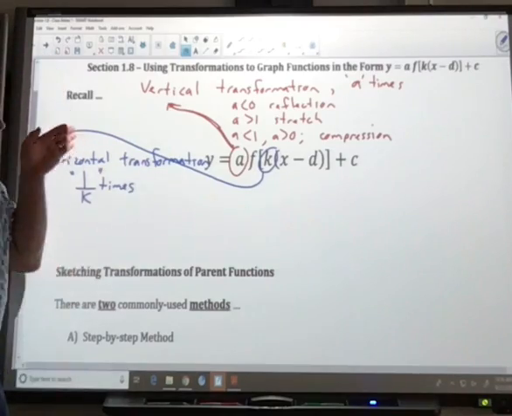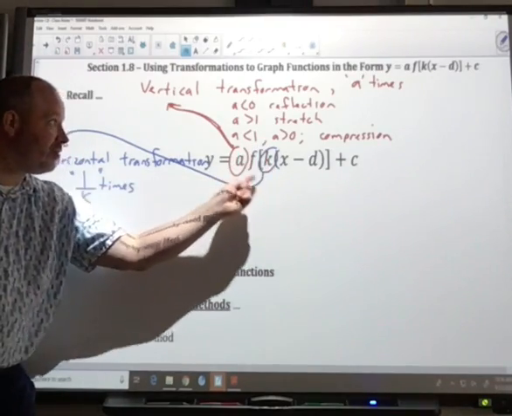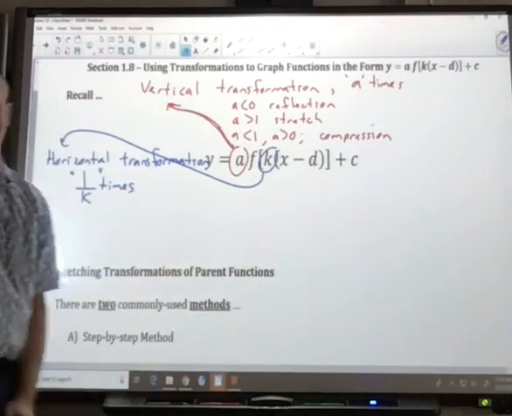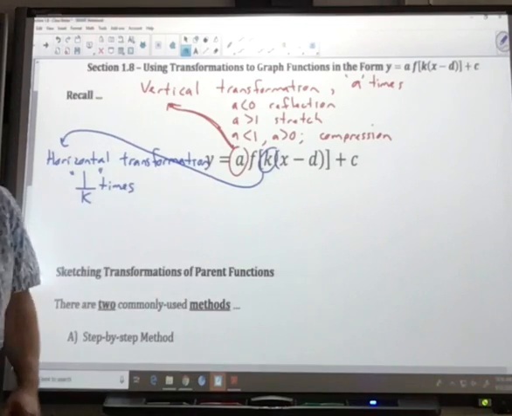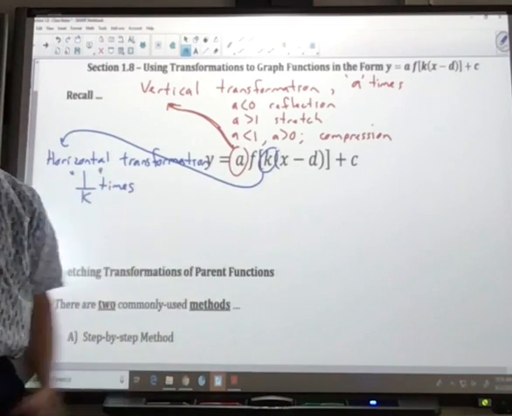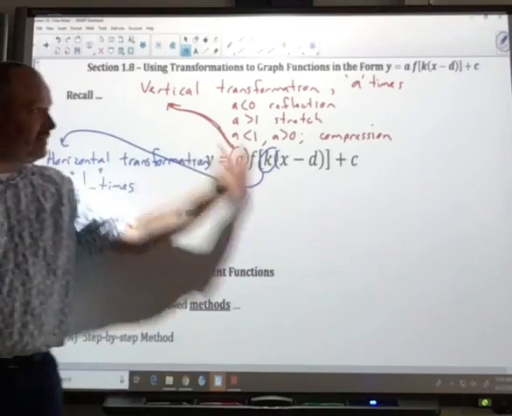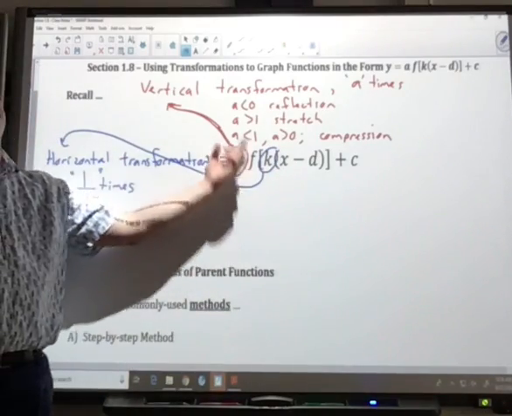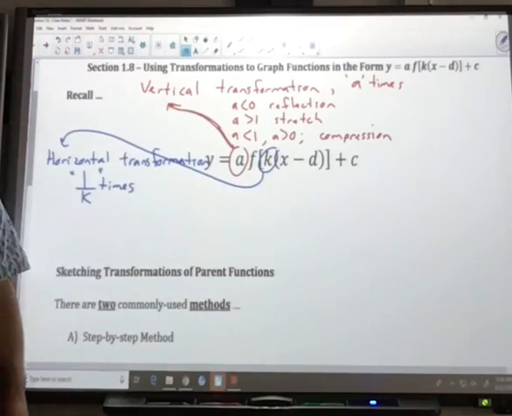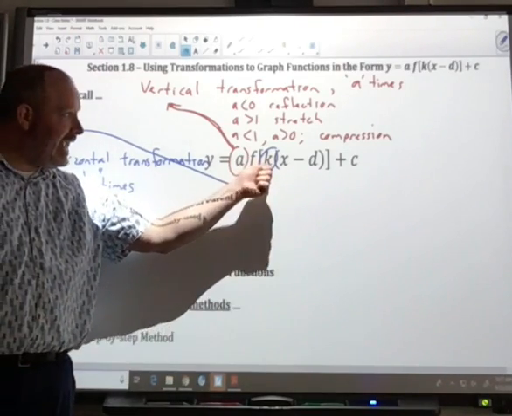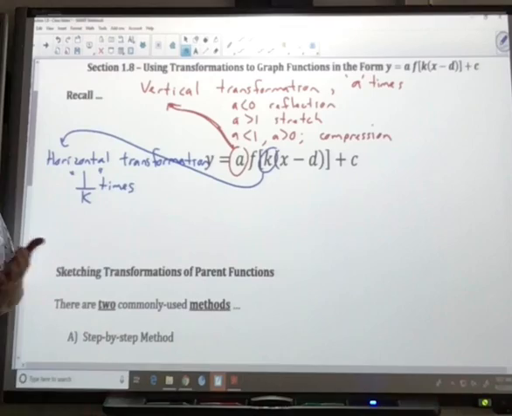K is found inside the function. See, there's a square bracket here, so it's inside the function. So it would be inside the square root sign. It would be inside the bracket x squared. It would be inside the absolute value function. And it would be in the bottom, or the denominator, of the fraction, the reciprocal function. And K, okay, is always scooched next to the x.